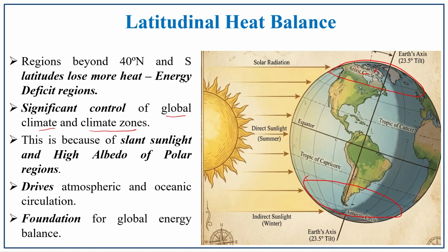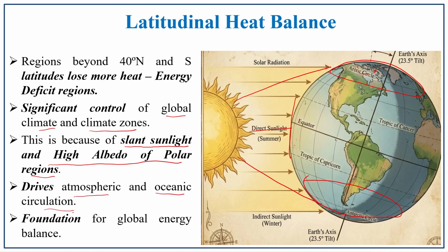What is the most important triggering factor? The triggering factor is slant sunlight and the high albedo of the polar region. We know that the sun's rays are direct here in the torrid zone up to 40° north and south, and oblique here in the polar region. This is the major cause of this latitudinal difference of heat, and it drives the atmospheric and oceanic circulation.